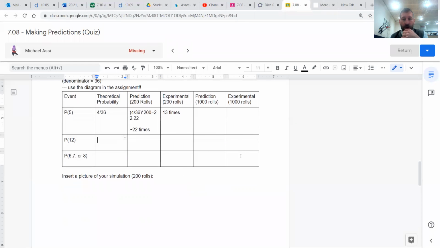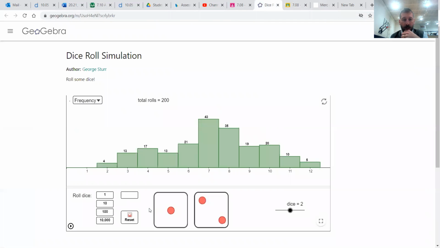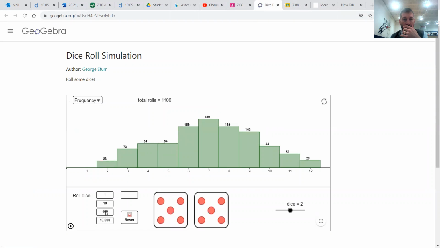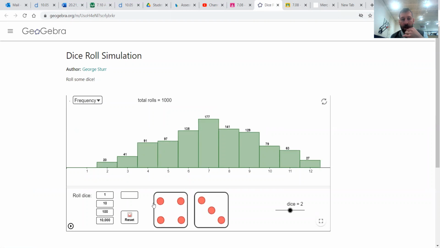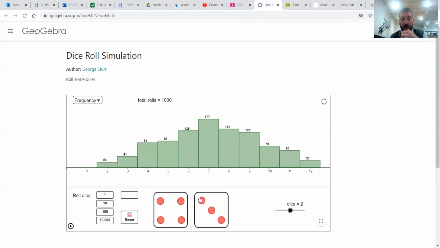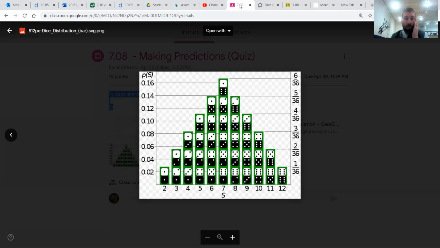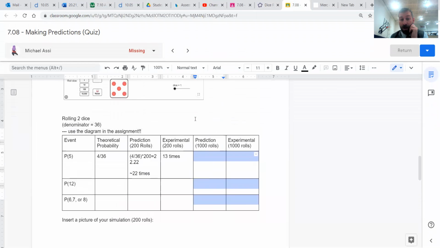And then of course you're going to do your prediction and experimental for 1,000. So you go back, go to 1,000. Oh, I went over, so I'd have to reset that and go back to 1,000. No big deal. Bang. And you can actually see that as we roll more times, our diagram here starts to resemble a lot more closely the diagram that I showed you before. So this is us using probability to make predictions and then actually running a simulation to make some comparisons.